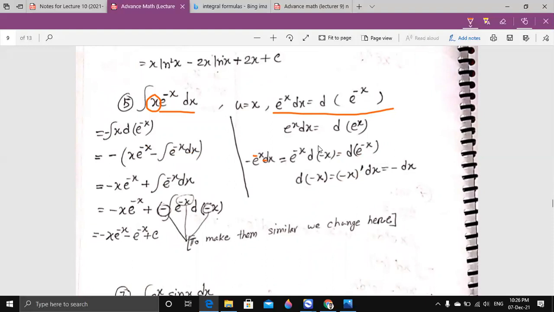e to the power x dx equal d into e to the power x. So you see we have different variables here. We have e to the power minus x and we have dx. So if we have different variables, we can just take a minus here and also take a minus here. So it will be e to the power, no, we cannot do that.